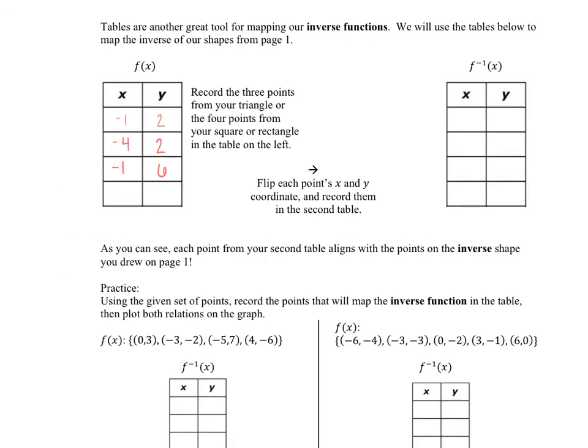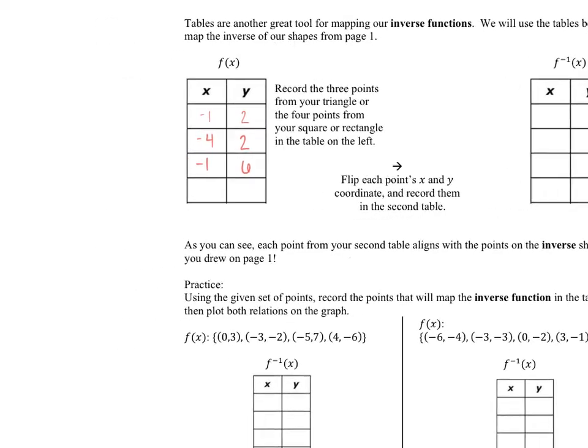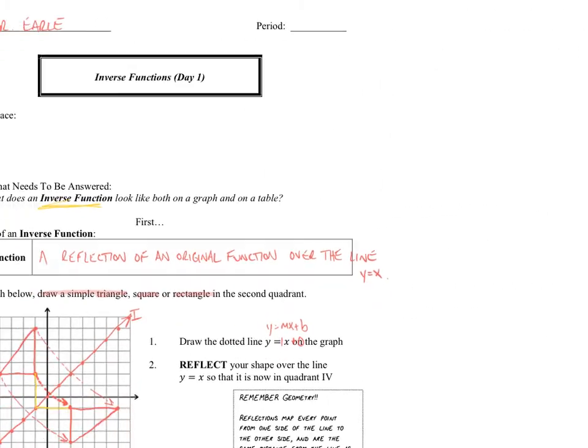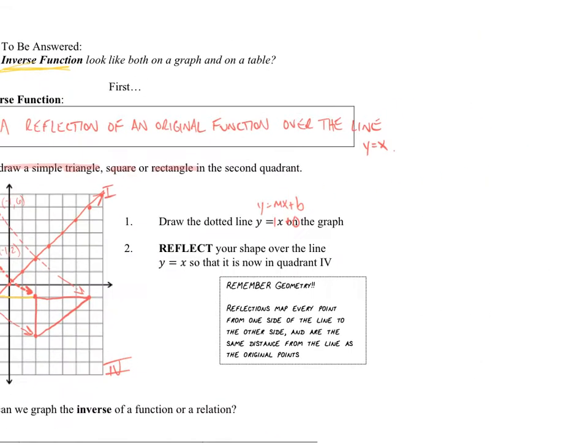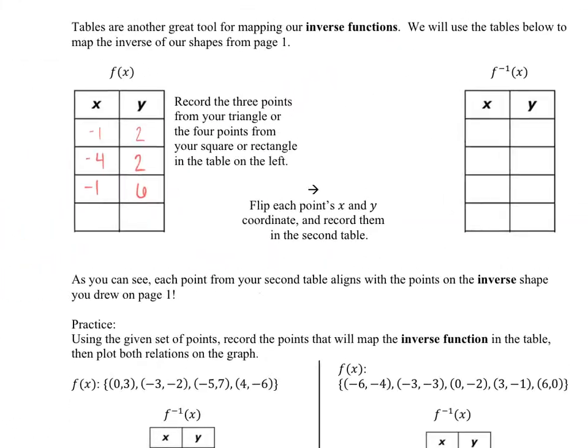So these are the 3 actual points that made up my triangle. I'll just show you where those came from. So this point right here is the point -1, 2, so I put that in that table. This is the point -1, 6, and this is the point -4, 2. So I just took those 3 points and I plotted them over here in my table on page 2.